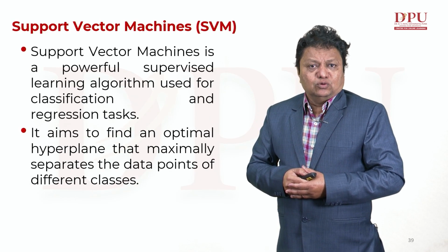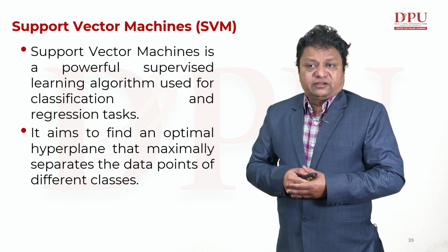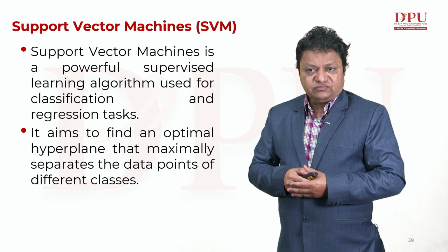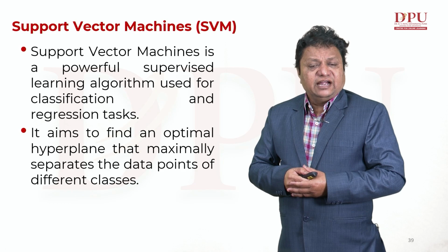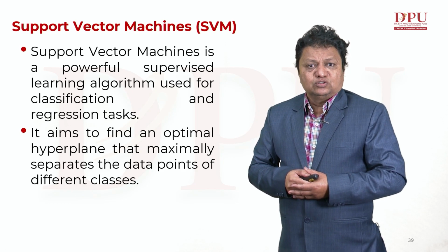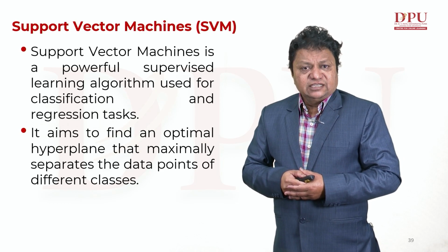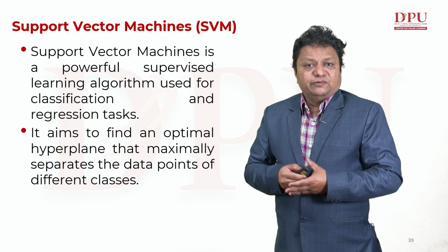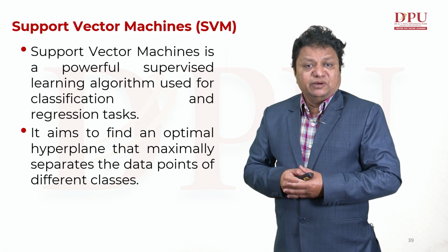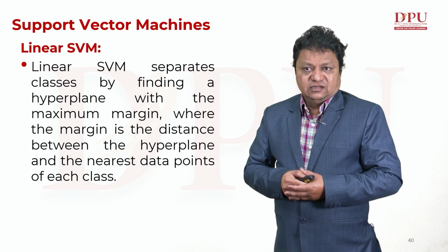Now, let us come down to SVM, that is support vector machine. The support vector machine is a powerful supervised learning algorithm used for classification and regression tasks as well. So, the support vector machine is used for both purposes, classification and regression, and it aims to find an optimal hyperplane that maximally separates the data points of different classes.